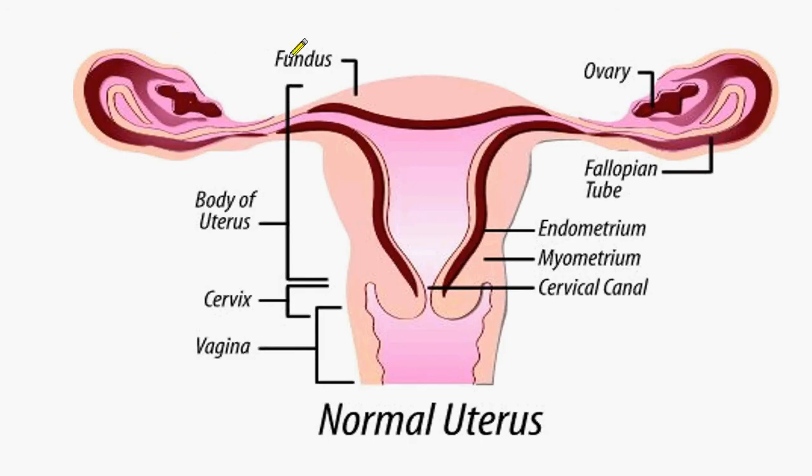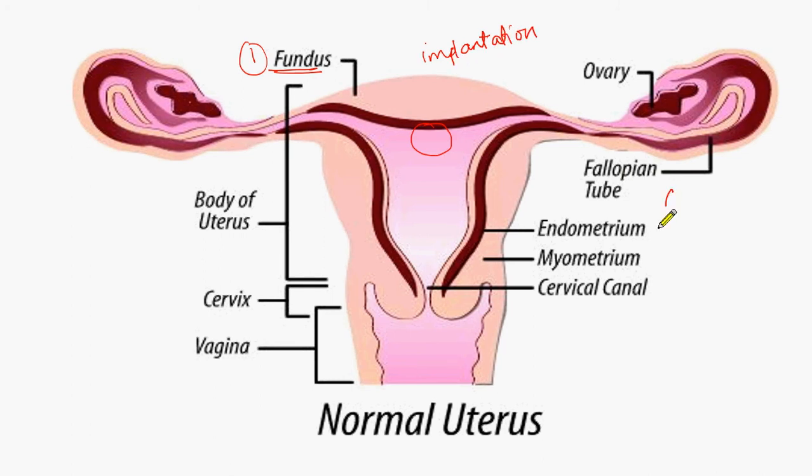Firstly, we'll talk about a little bit of anatomy of the uterus. The first part here is the fundus, which is the most important part. It is important because this is the point where implantation occurs, right? Implantation. Now we need to differentiate between two important points here, that is what is implantation and what is fertilization.